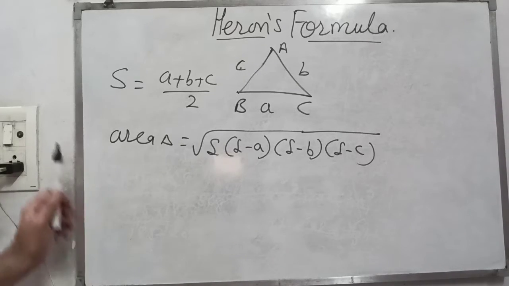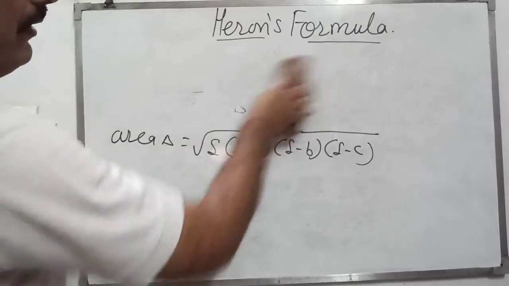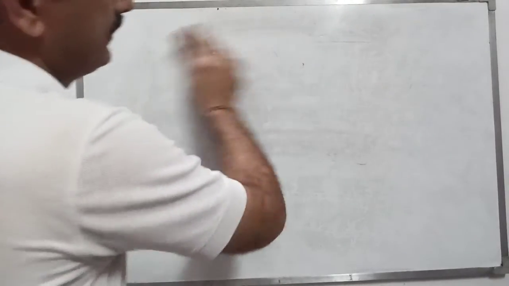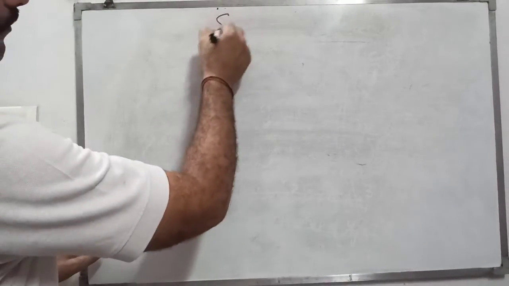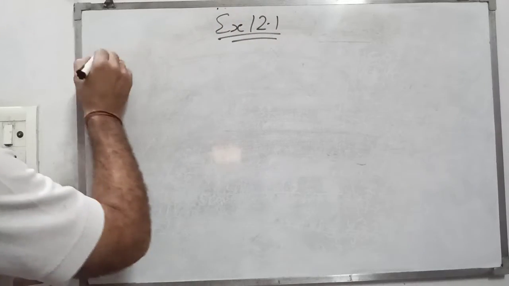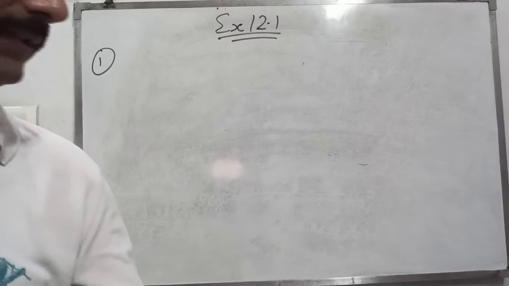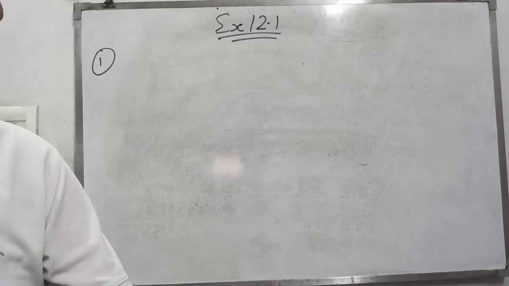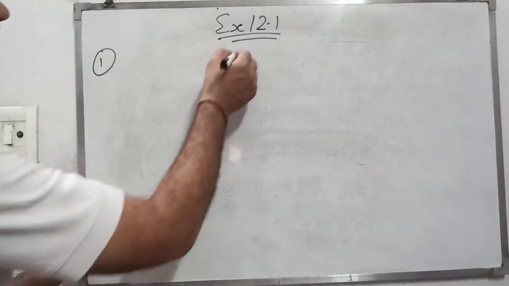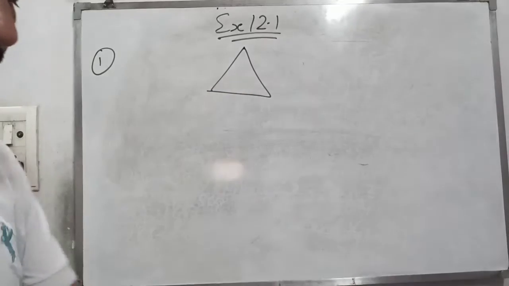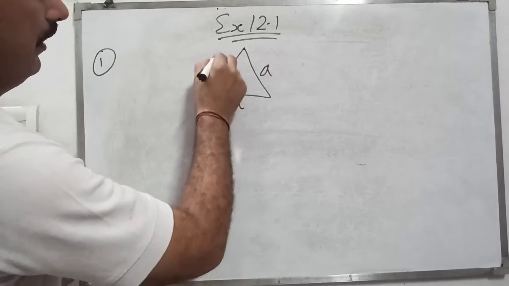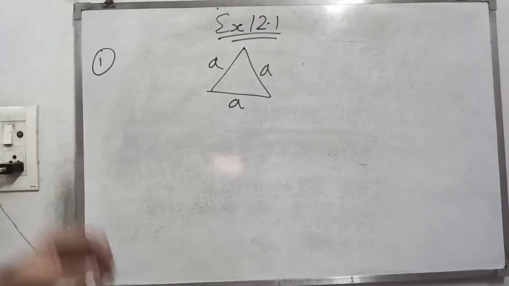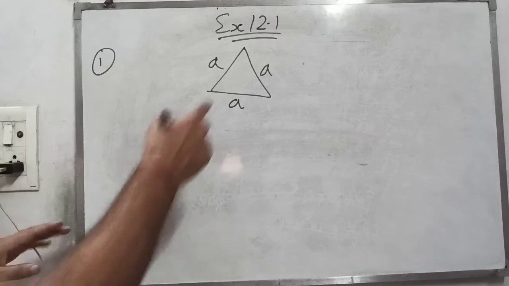So come to question number one of exercise 12.1, chapter 12, exercise 12.1. The first question is, a traffic signal board says school ahead. The side is given, that is A. It is an equilateral triangle, all sides are A. By using Heron's formula, we find the area of that triangle.